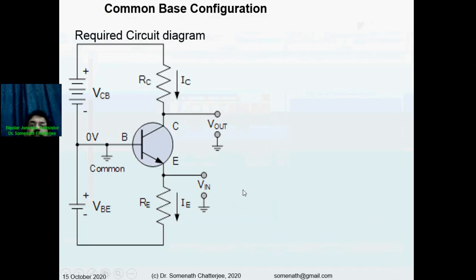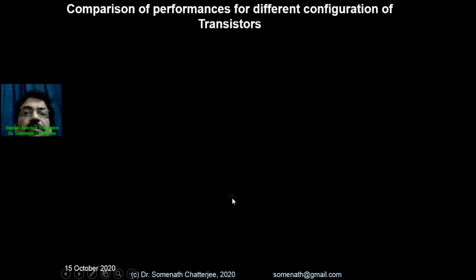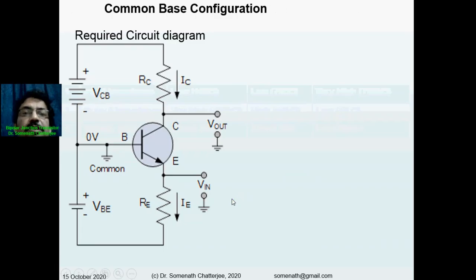Next is the common base configuration. This is the required circuit diagram. Here we will discuss the input characteristics and the output characteristics of the common base configuration. Now please see the circuit. If you just look at it, you will feel it is a very complicated circuit, right? But what is happening here?